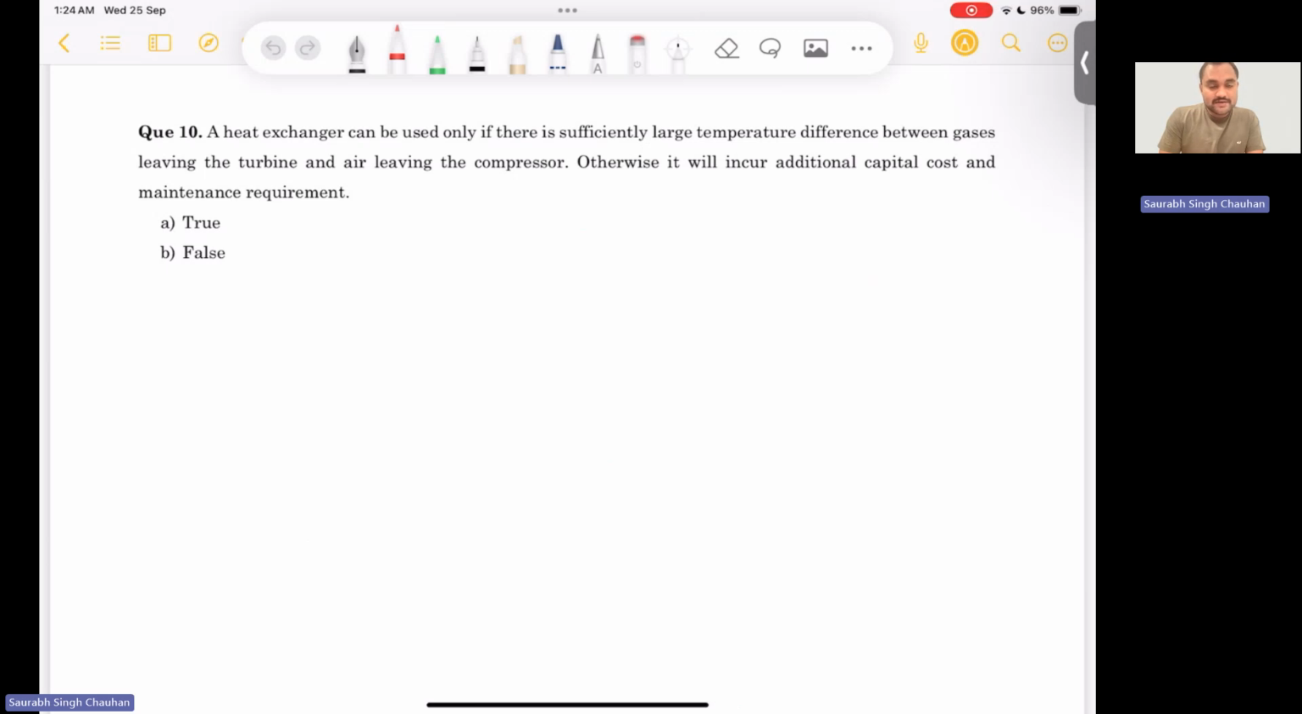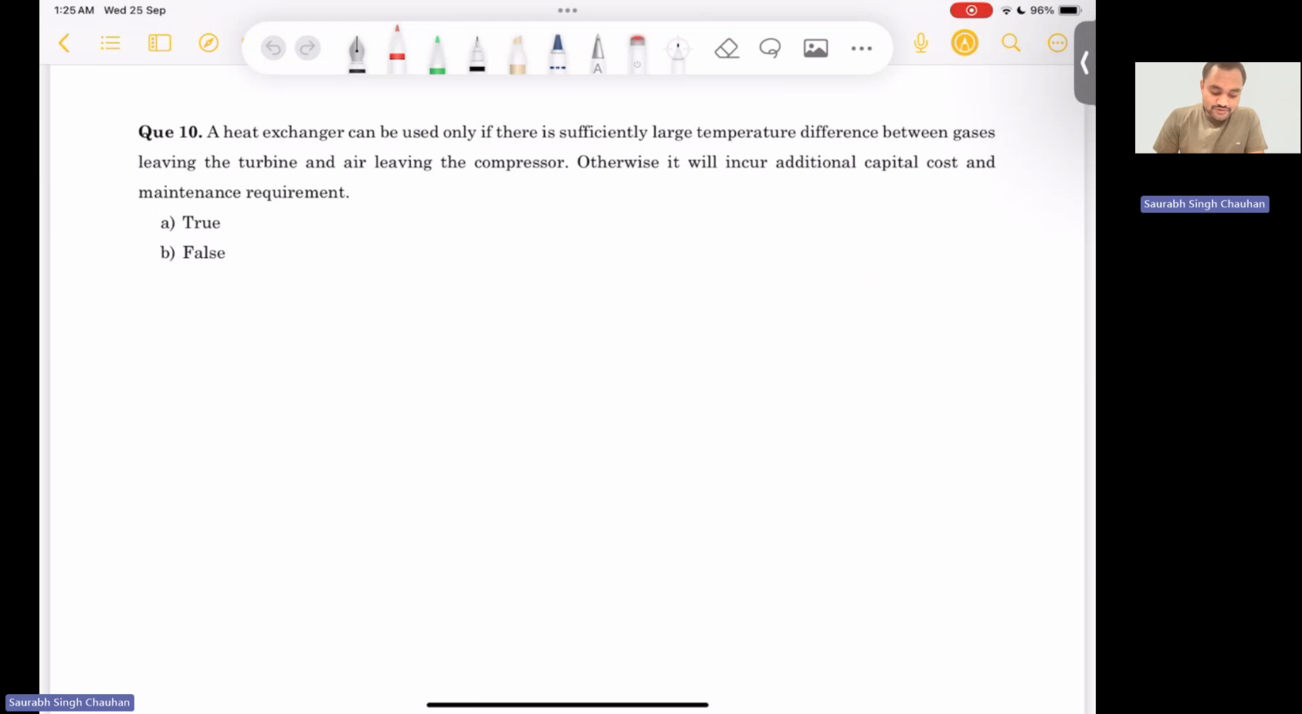The air which is coming out from the compressor and going to the combustion chamber, instead of directly sending it to the combustion chamber, we can send that air to the heat exchanger, so that its temperature will be increased, right? In that manner we are utilizing the waste heat. So now let us see if we can solve this question.